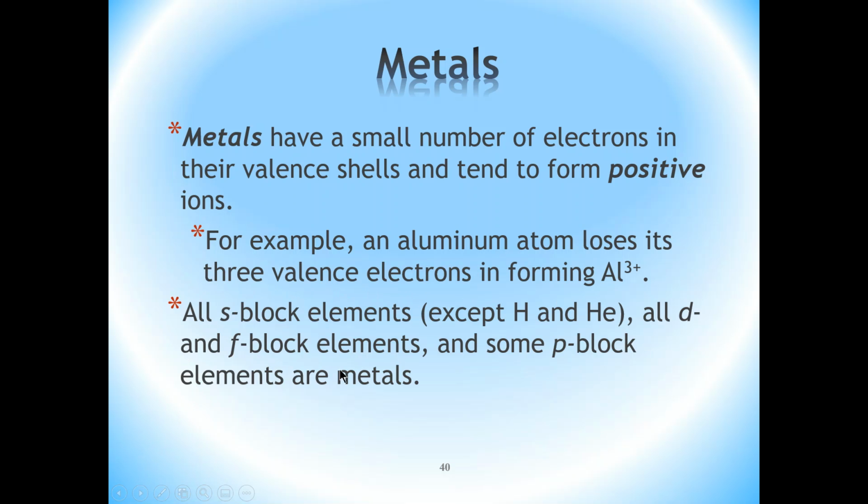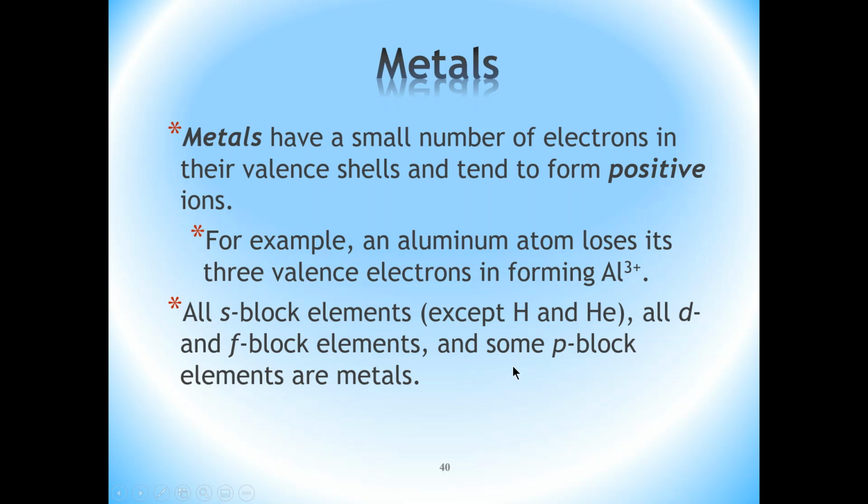Now, when it comes to the different blocks, what you'll find is that all S block elements, with the exception of hydrogen and helium, and all D block elements, which would be the transition metals, and some P block elements are metals, right? I think I skipped over D and F block elements. All D and F block elements are metals, and there are some P block elements that are metals, all right?